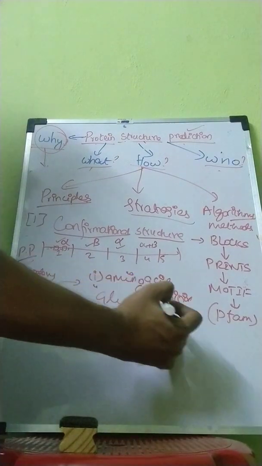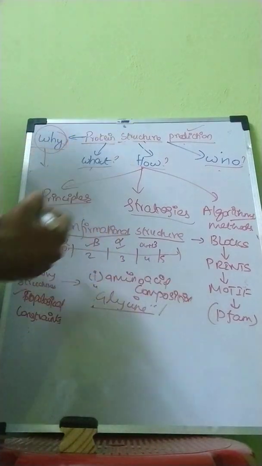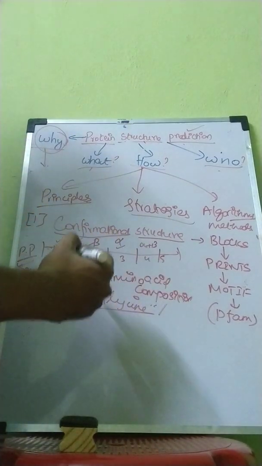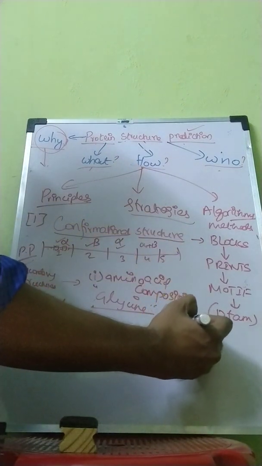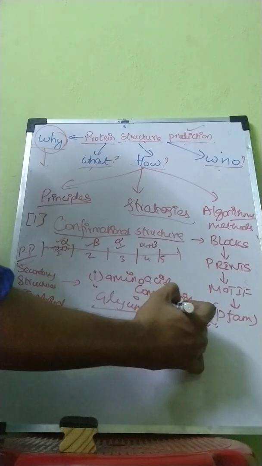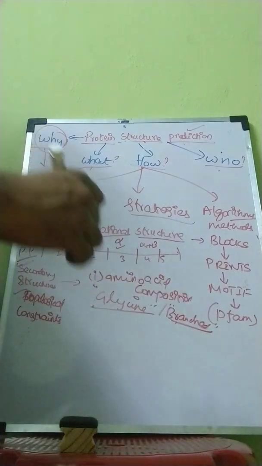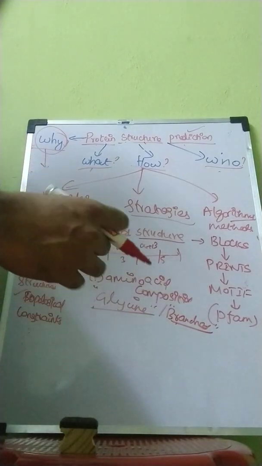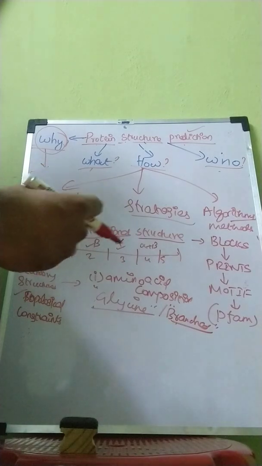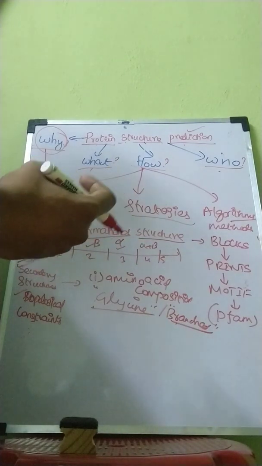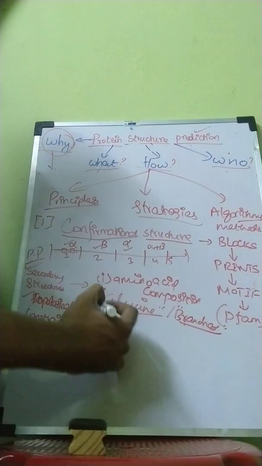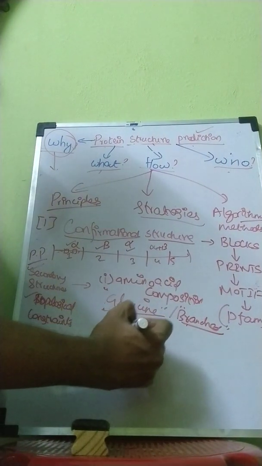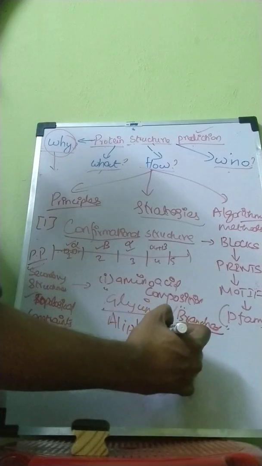Likewise, there are certain other amino acids. Presence of branched amino acids, lysine, arginine, these are branched amino acids. So these branched amino acids will not be found in alpha helix. Only small aliphatic amino acids are found in general.